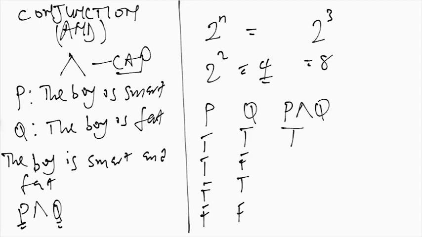True, false, false, and true. Now, in order for you to get a true, since it is and, the first statement and the second statement must be true. Sorry, this is false, not true.